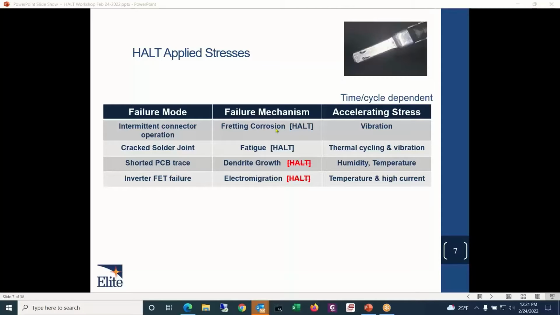We would want to diagnose the failure mechanism behind that. And in a lot of cases, what we'll find is that's a fretting corrosion issue. And we can accelerate that fretting corrosion issue by applying vibration, which is pretty effective with the HALT style vibration.